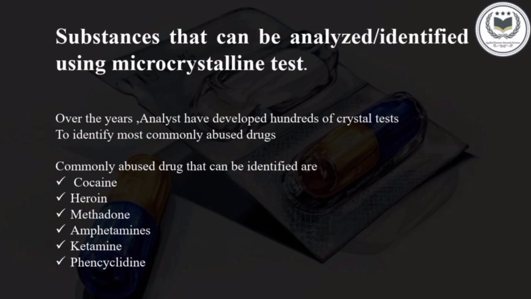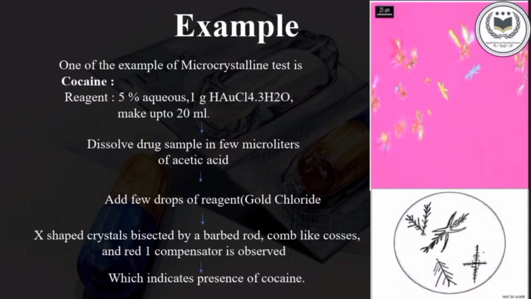Now we will see some examples. Cocaine, heroin, methadone, amphetamine, ketamine, and phencyclidine are common abuse drugs which can be identified using the microcrystalline test. Let's see an example in detail. Suppose we need to analyze whether cocaine is present or not in the sample.